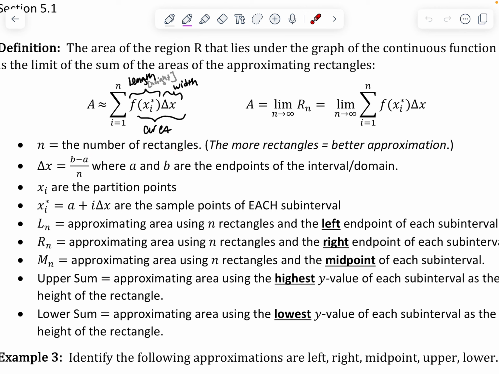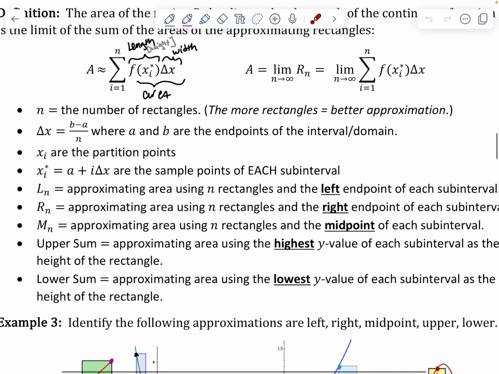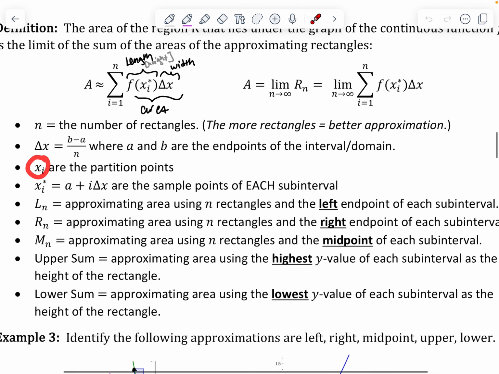So n, remember, is going to be our number of rectangles. Perhaps you're going to determine that, perhaps you will be told. And as we just said, the more rectangles, the better, which is why n goes to infinity, but not feasible for us to find. Delta x is the width of each rectangle, and we determine it by finding what is the range of the curve we're looking at and how many rectangles do we want. This is where a and b will be the endpoints of the entire interval.